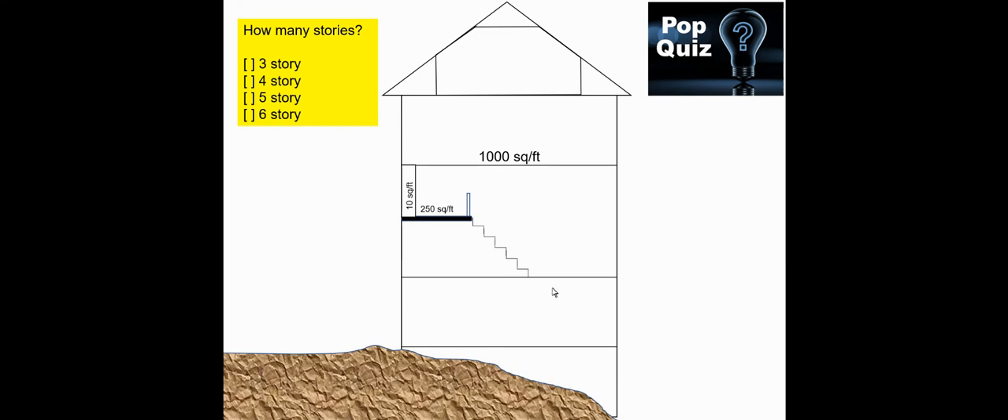So let's look at this. Let's look at a typical house here. And let's see how many stories we actually have. Since the 1st floor down here is more than 50% of the ground, that's the basement. It doesn't count as a story.